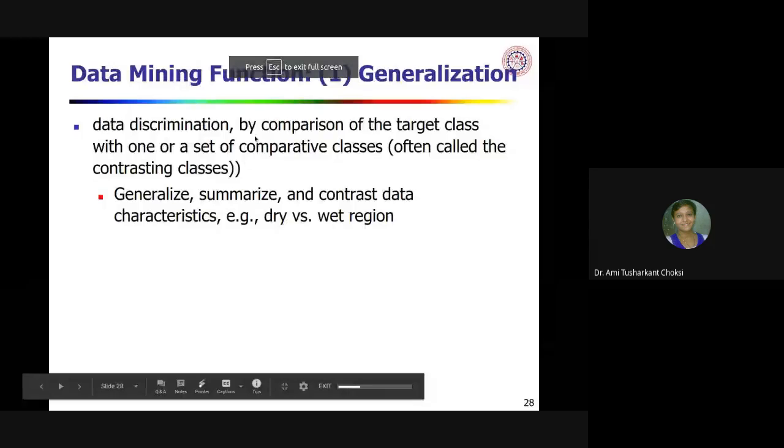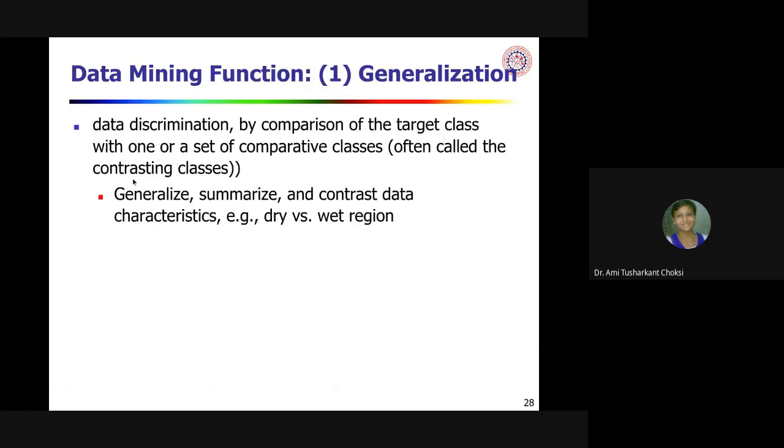Data discrimination, what does that mean? It is by comparison of the target class with one or a set of comparative classes. Contrasting, like dry versus wet region, right? So that is discrimination. You are trying to find the difference. What is the difference between this person and this person, this class and this class? That is data discrimination. Okay.